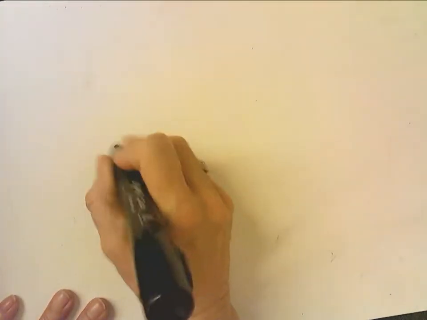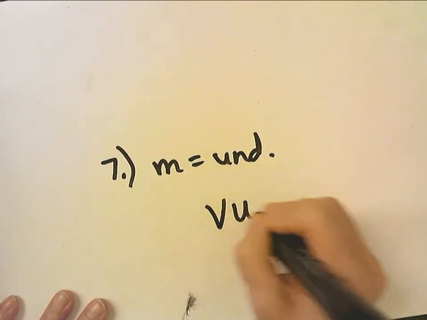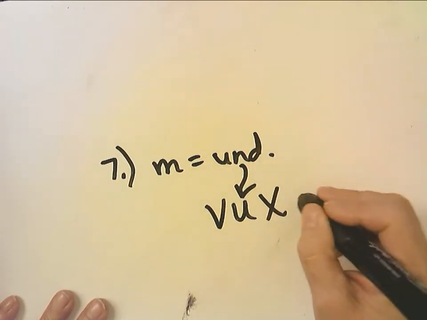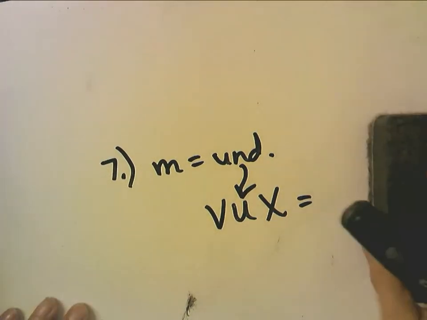Number 7, where m was undefined, was a VUX. The U in VUX stands for undefined, and it's a vertical line. Okay, so this is the end of the video to find the slope.